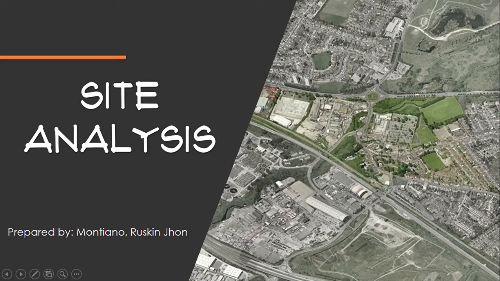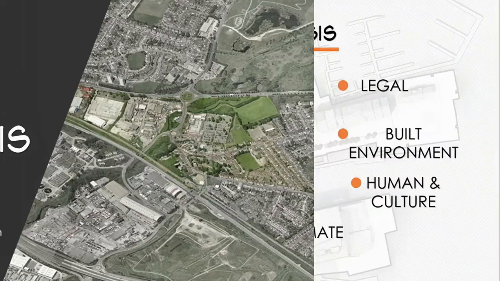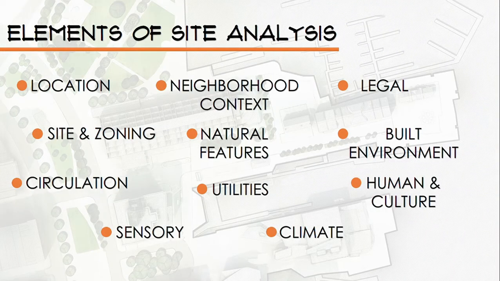There are 11 types of elements that I use to look for site analysis in our project. These elements are all categorized by Edward P. White in his book Site Analysis, and these are the location, neighborhood context, legal, site and zoning, natural features, built environment, circulation, utilities, sensory, human and culture, and lastly is the climate.